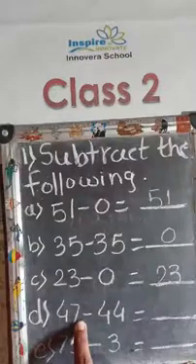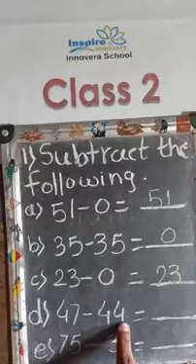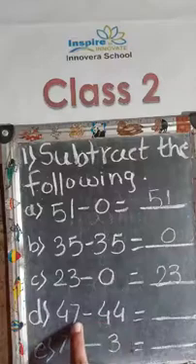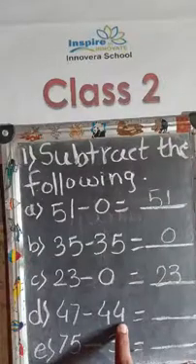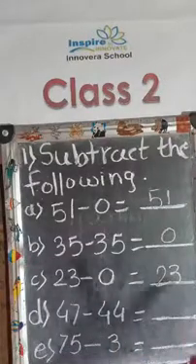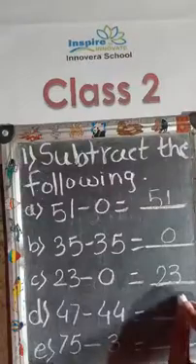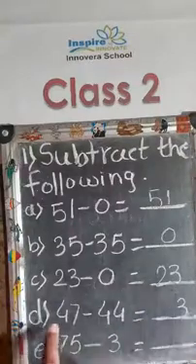7. In the next number, who is there in the ones column? 4. Now 7 minus 4. How much is left? After 4, start counting. 5, 6, 7. So 3 has come in the ones place.